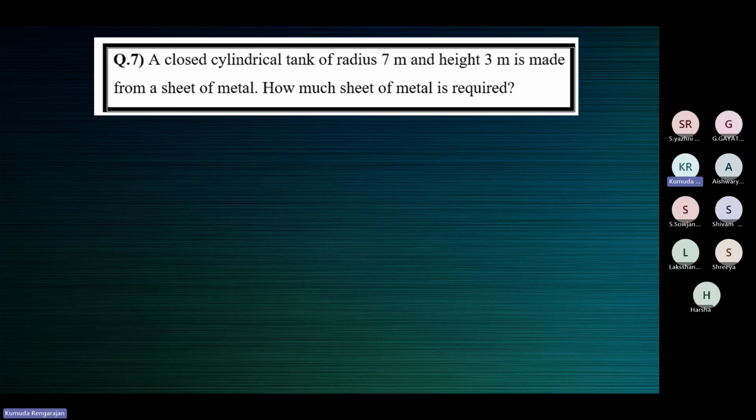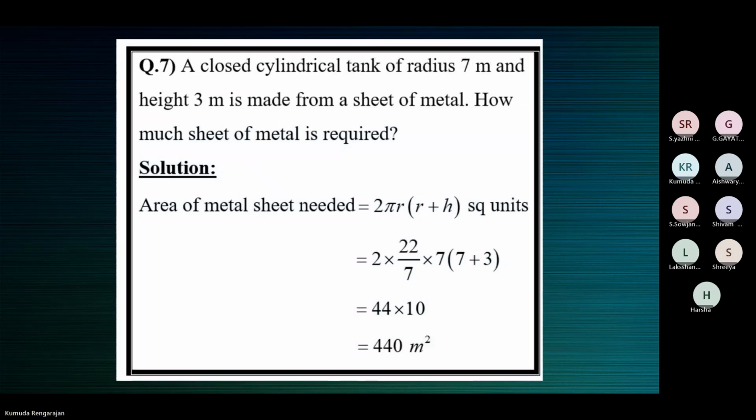2 pi r into r plus h. And both radius and height are in meters. If supposing one is in meters, the other is in centimeters, you'll have to take care of the units. While substituting, you substitute both in centimeters or both in meters.